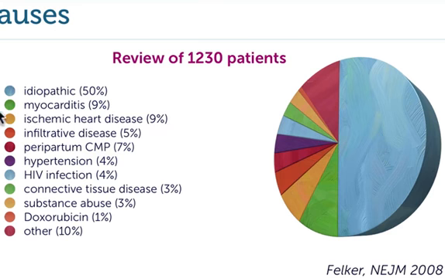We now know that very often the disease is caused by myocarditis, either by the virus itself or as a consequence of autoimmune response to myocarditis. Genetic disease seems to play a role, but there's also other causes such as infiltrative heart disease, peripartal cardiomyopathy, hypertension, infections with HIV, or connective tissue diseases which can cause dilated cardiomyopathy. In addition, we also know that toxins themselves, such as drugs or chemotherapies, can cause a reduction in left ventricular function and result in dilated cardiomyopathy.